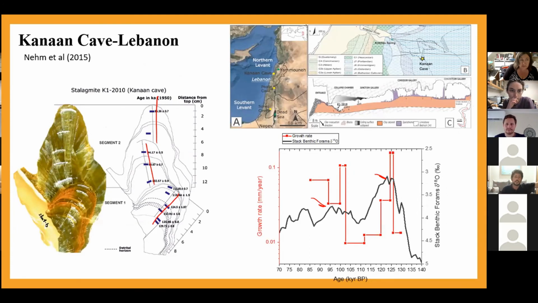There's also a study that explored this relationship in the area of the Levant, in Lebanon, where we see peaks of calcite deposition during the warmer periods, the warming periods of the last interglacial. So here we have peaks in calcite deposition related to variation of surface temperatures.